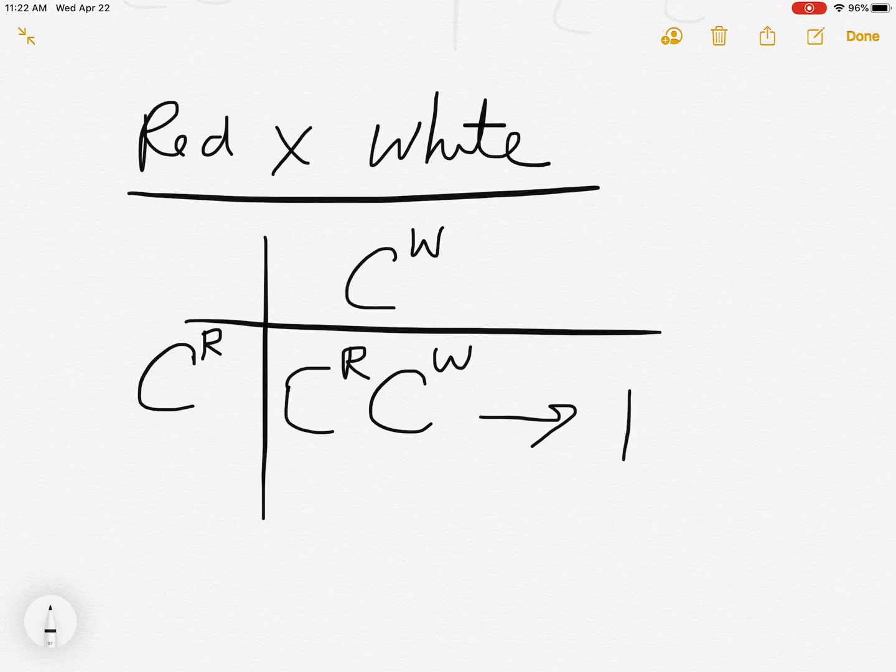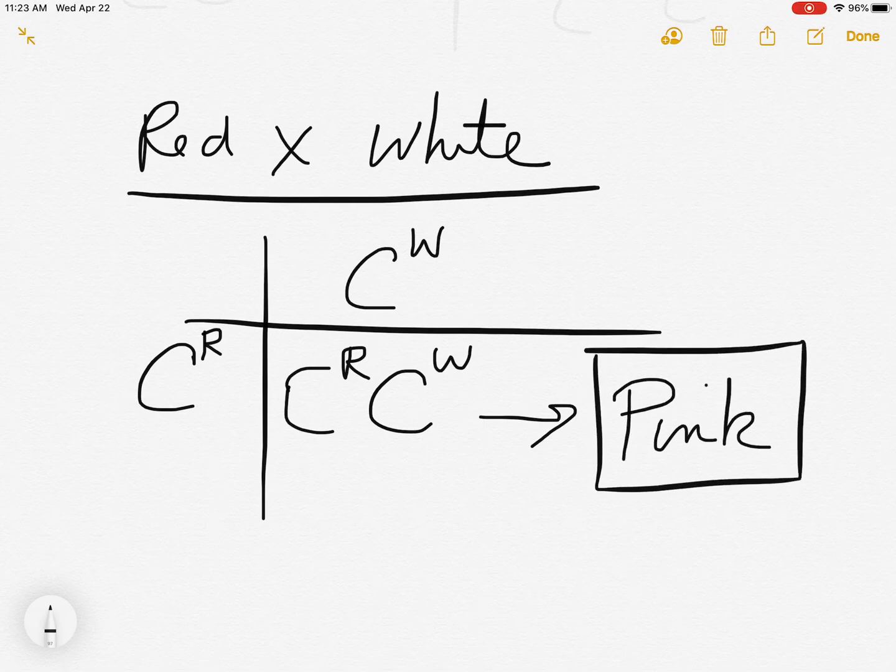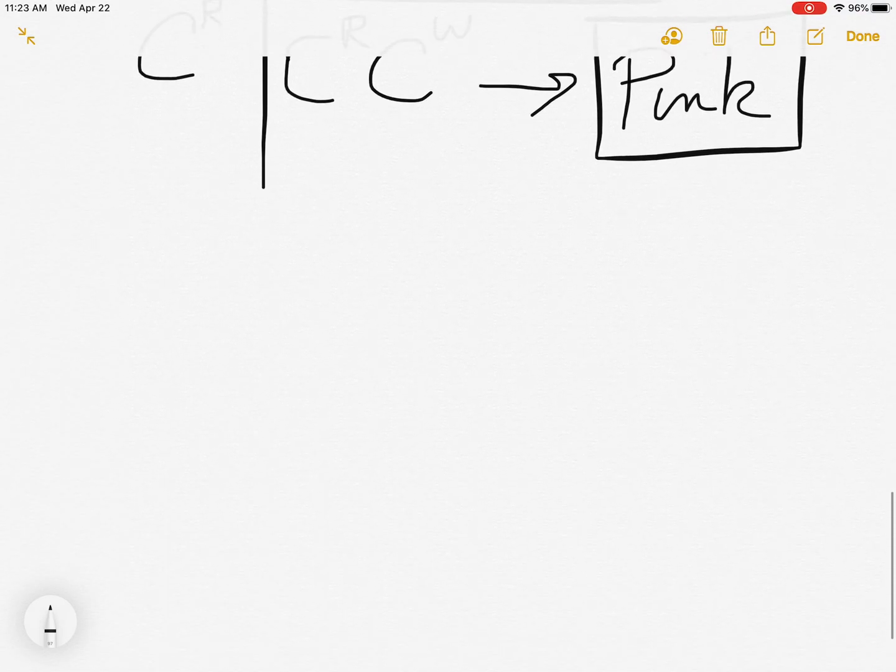But if one is not dominant over the other, what does this produce? This produces a third phenotype, a brand new phenotype, which is a combination of the red and white, which is pink. So in other words, instead of getting just red or white, it's possible to get a blend in an incomplete dominance situation.